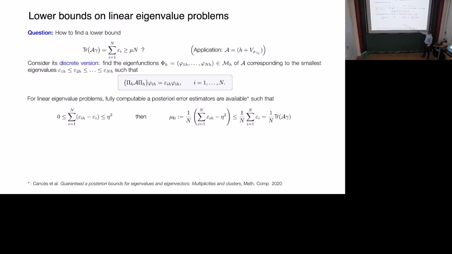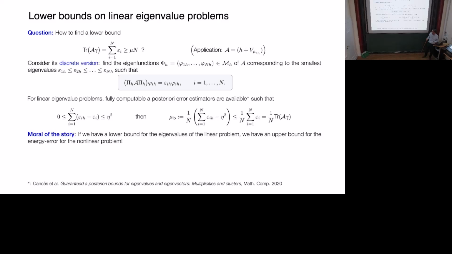Luckily, years ago we solved this problem for linear eigenvalue problems. I'm not going into details, but you can estimate this by an estimator eta squared. If you have this, you can define its mu LB, and you can show that this is smaller or equal than 1 over n, the trace of this. You multiply by n, and you have solved your problem. But somehow, if you have a convex energy functional, and you have lower bounds for linear eigenvalue problems, you can have estimates for the energy. That's exactly the moral of the story here.